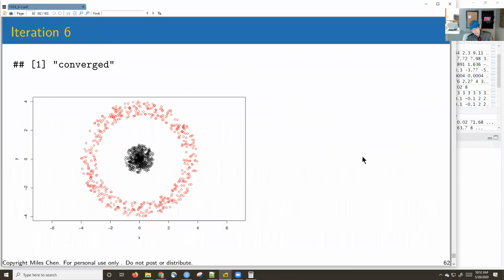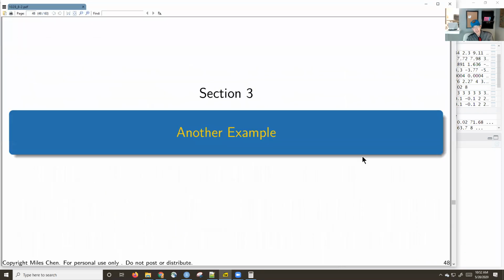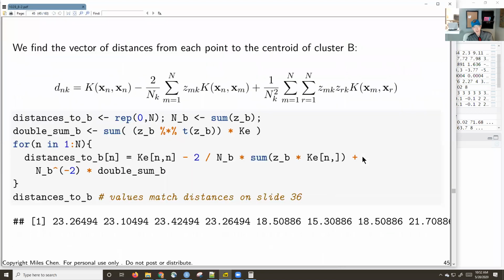Anyway, I think it's kind of neat that you can apply these kernel functions, which we've already seen from support vector machines, and you can apply them to find these distances to centroids, even though you can't actually calculate the centroid itself.